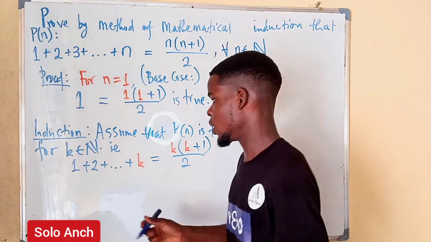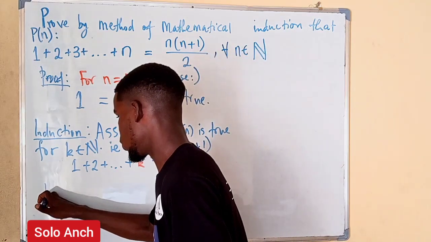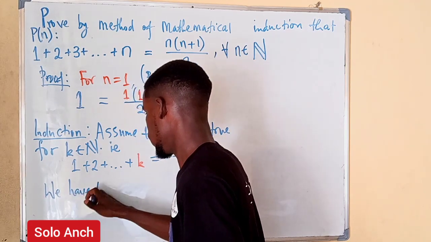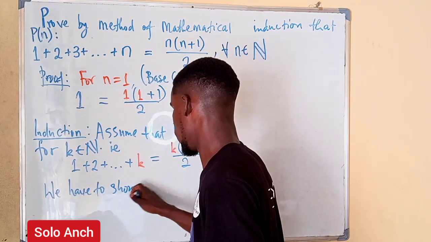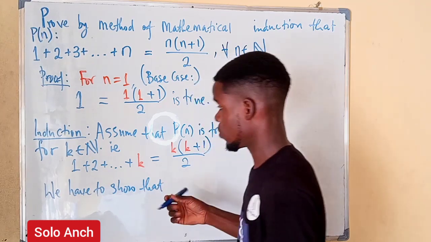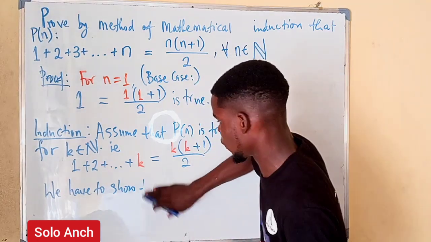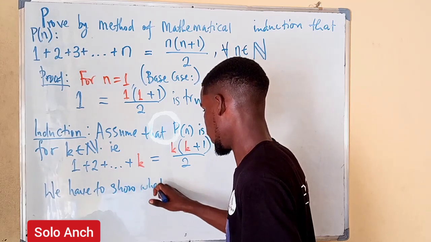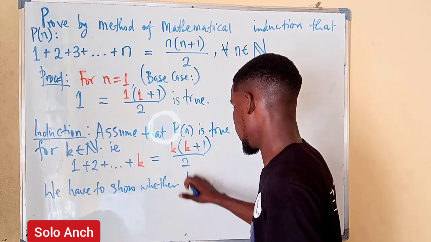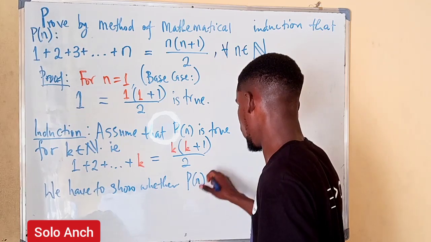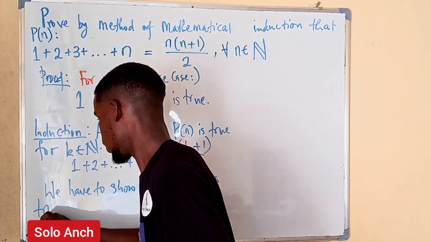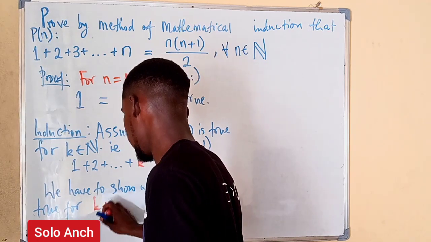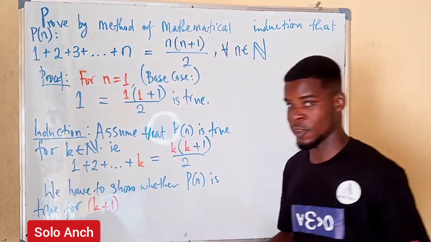So that's what we do. In the second part, we will show that... or maybe not show that, since we have to prove. We have to show whether the statement P of n is true for k plus 1. That is the successor of k, where k is any natural number.